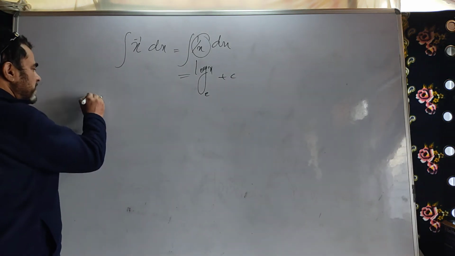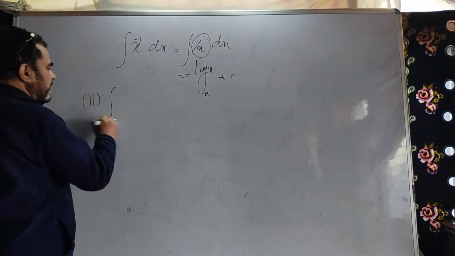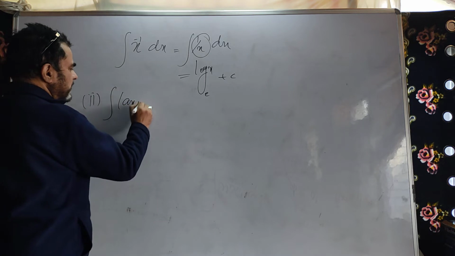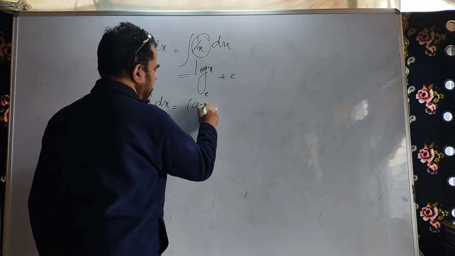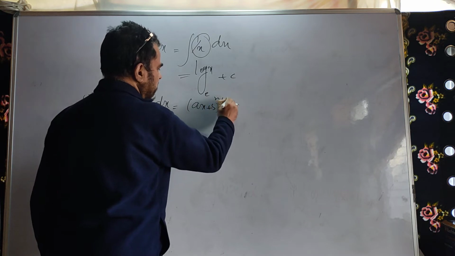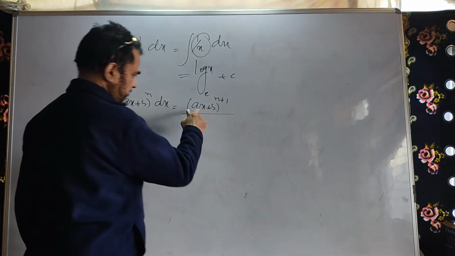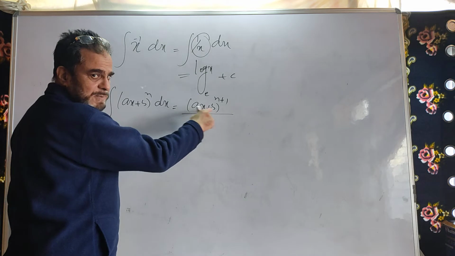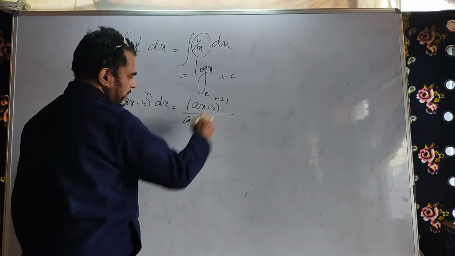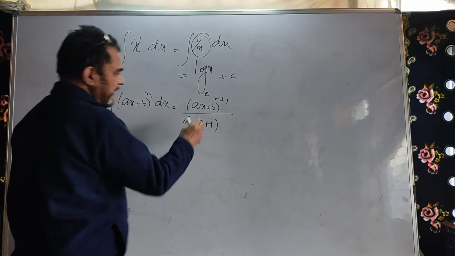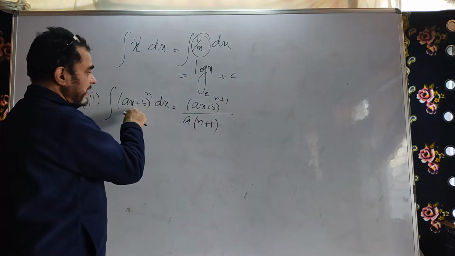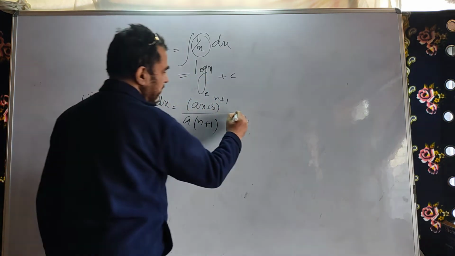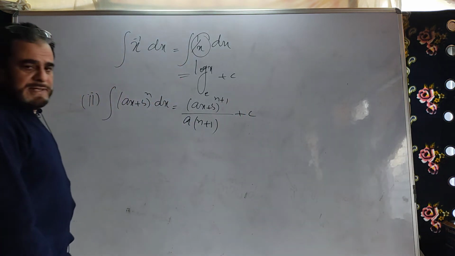So on the basis of this, you may have the integral of (ax plus b) raised to power n dx. You will remember this. It is (ax plus b) raised to power n plus 1, divided by the internal derivative of ax plus b, that is a, times n plus 1. Why so? If we differentiate this with respect to x, we get this thing. This is plus c, the constant of integration.